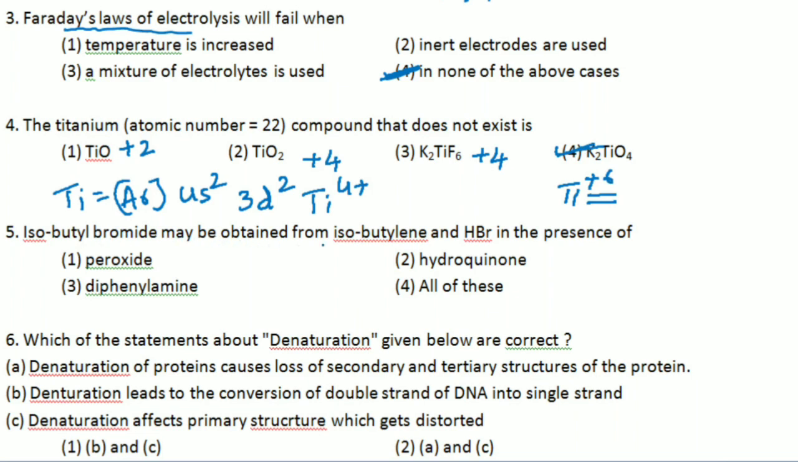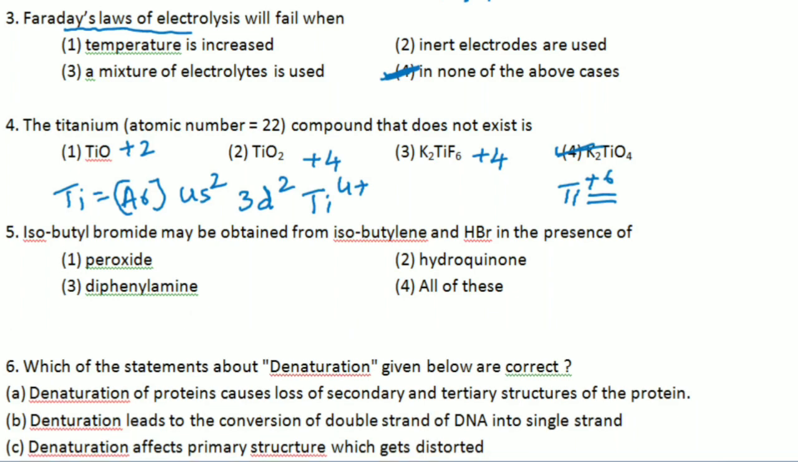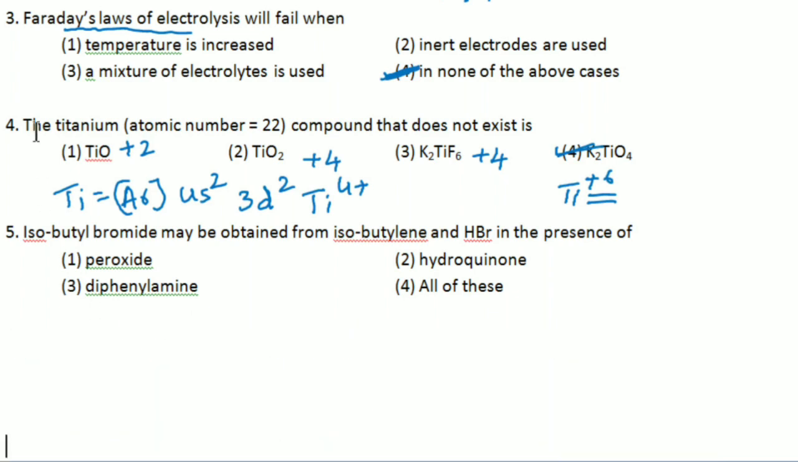Isobutyl bromide may be obtained from isobutylene and HBr in the presence of what? See, isobutyl bromide, in this particular case I need some space. Now you can see isobutyl bromide is given, to be obtained from isobutylene. Isobutylene means like this: CH2 double bond C with CH3 here. So isobutyl bromide they are asking.